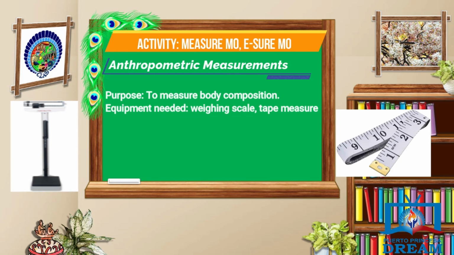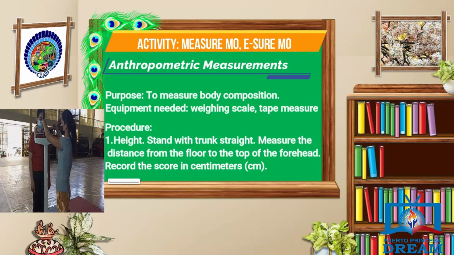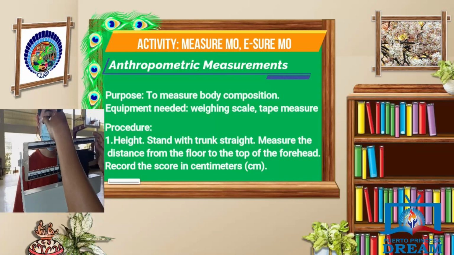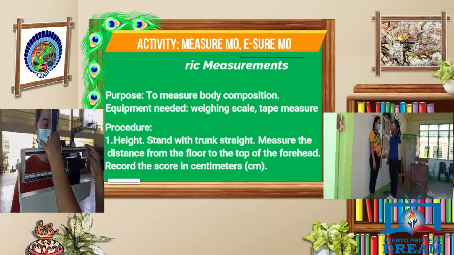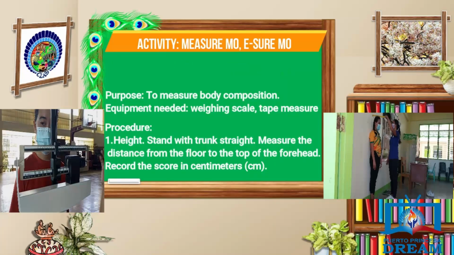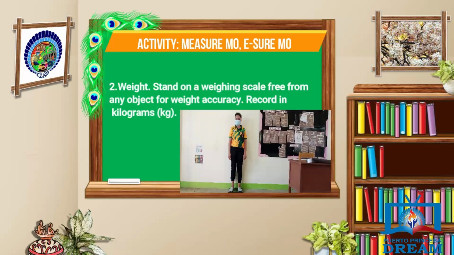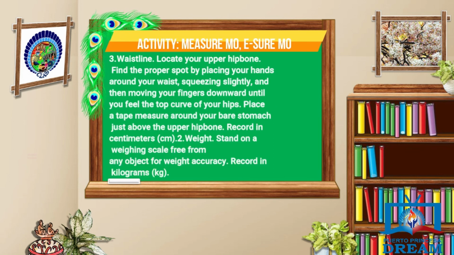Here are the procedures. To get your height, you must stand with trunk straight and measure the distance from the floor to the top of the forehead, and then record the score in centimeters. To get your weight, stand on a weighing scale free from any object for weight accuracy, and then record in kilograms.